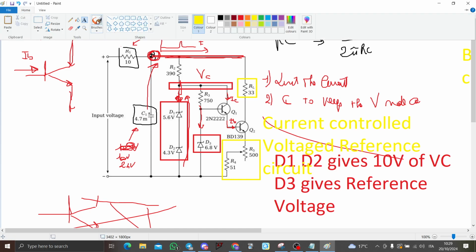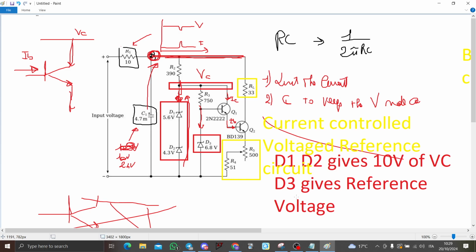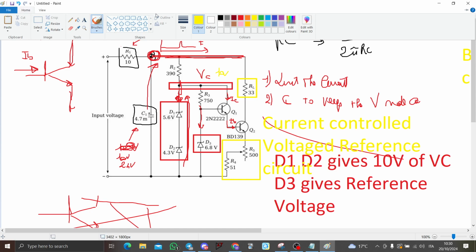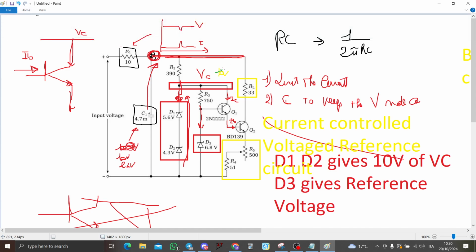Since D3 gives a reference voltage, you can substitute this with a voltage divider, because here you have 10 volts. Okay, let me write it in green. Here you have 10 volts, but if you design a divider, you can still have at this point here 6.8 volts. Okay, so you can substitute D3 with something else.